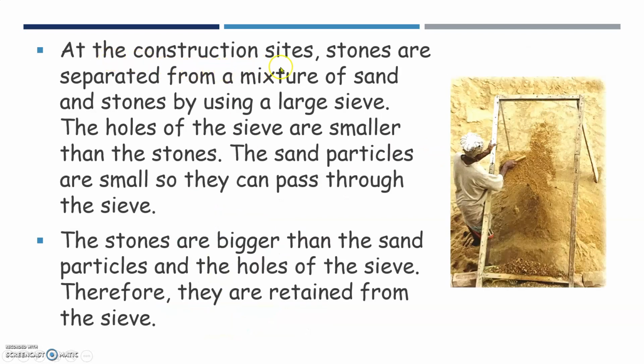At construction sites, stones are separated from a mixture of sand and stones by using a large sieve. The holes of the sieve are smaller than the stones. The sand particles are small so they can pass through the sieve. The stones are bigger than the sand particles and the holes of the sieve, therefore, they are retained on the sieve.